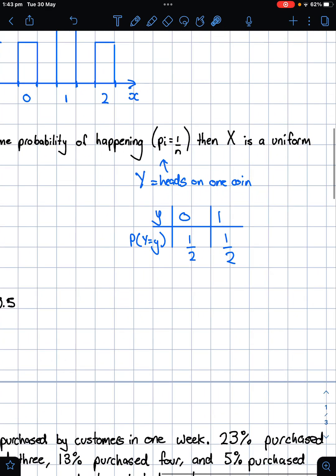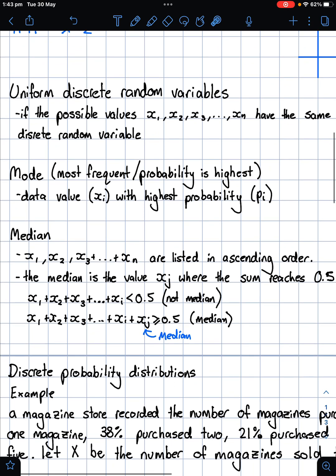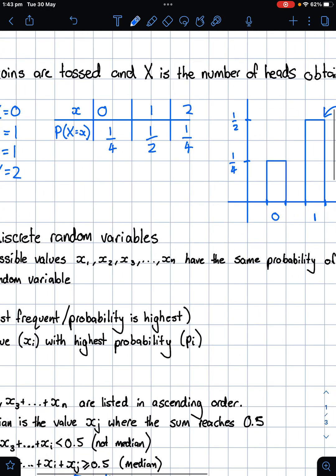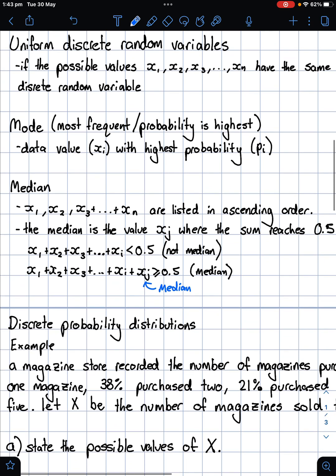Okay, dice are another one. There's plenty there. Mode, the most frequent or highest probability is the highest. So we can find a mode for a discrete random variable, but we just got to find the highest probability. So if you look up here, this here is the mode, because it equals the mode there. It's the biggest.